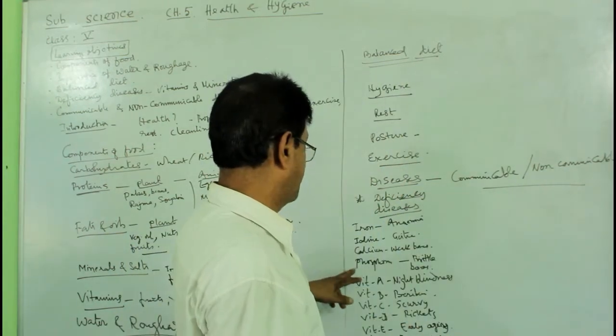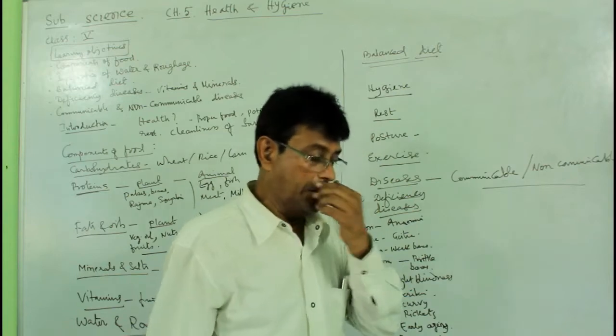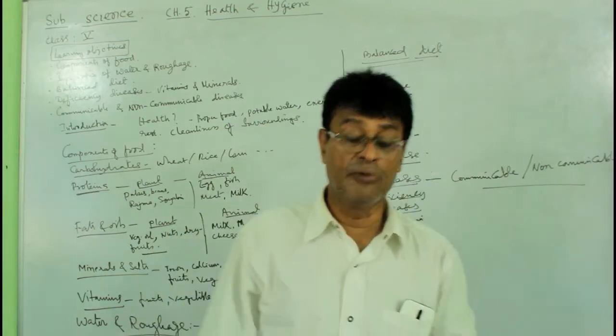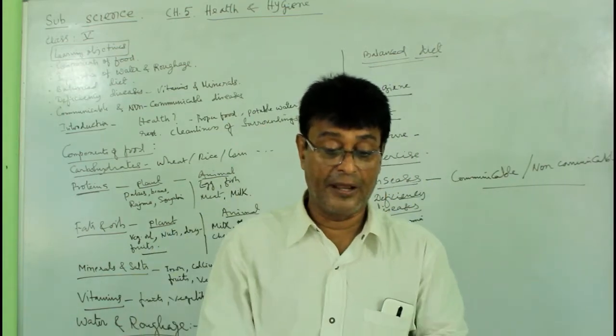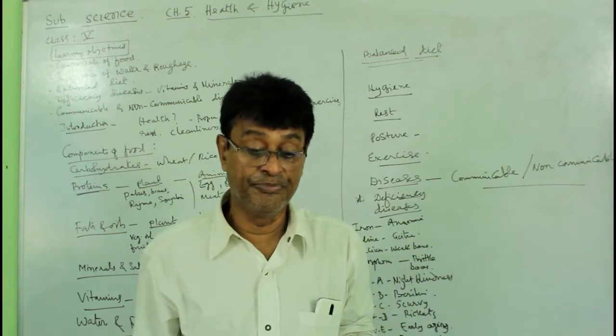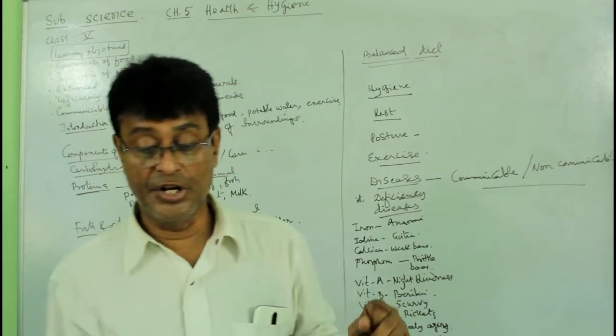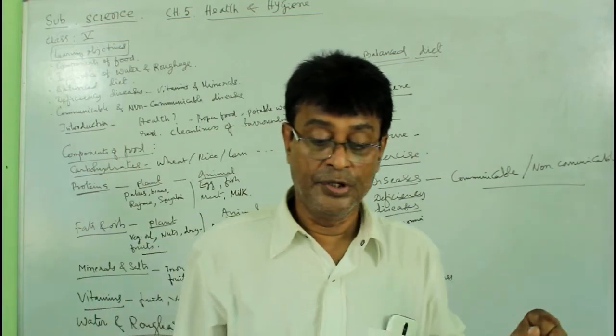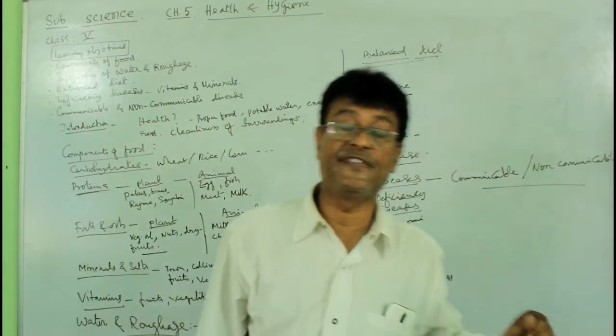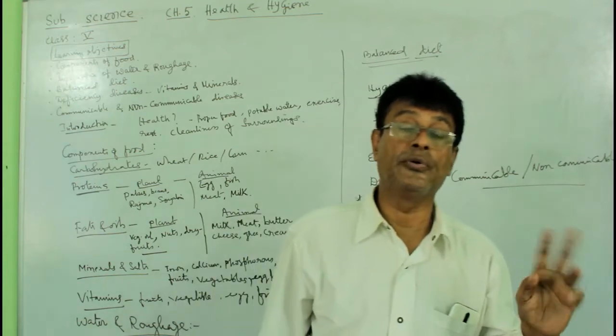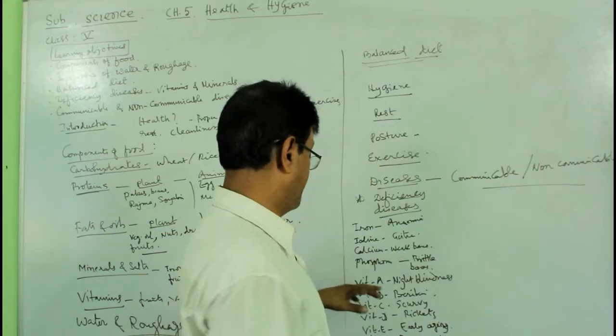Well, we have the deficiency of phosphorus. With phosphorus deficiency, your bones will not only be weak, they will be brittle. With a touch, they will break. So it's a very dangerous thing. Milk, green vegetables, and the different kinds of cereals will help you to get enough phosphorus.